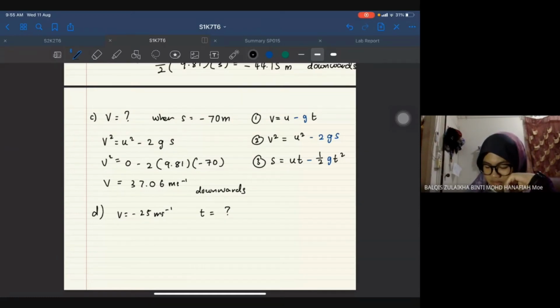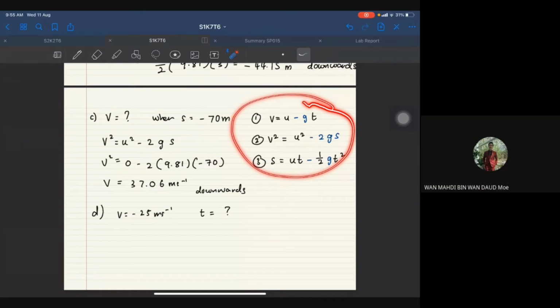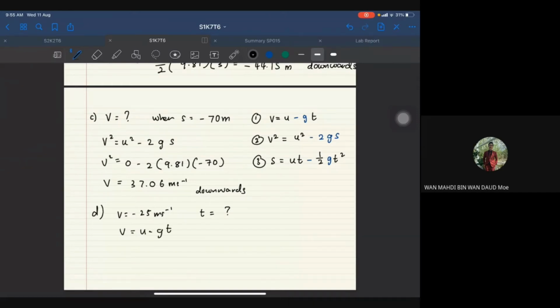So again be careful. Saya harap soalan ni mengingatkan kamu lah supaya memang kena sentiasa tanya diri. Okay, antara equation yang mana nak pakai? The first one. Okay, first one. Saya pun tengah fikir. Okay, bagus. So if you are using the first one, V sama dengan U minus GT. So this one will be negative 25 equals to 0 minus 9.81T. Okay, good. Cancel out the negative. So 25 divided by 9.81 get 2.55 second.